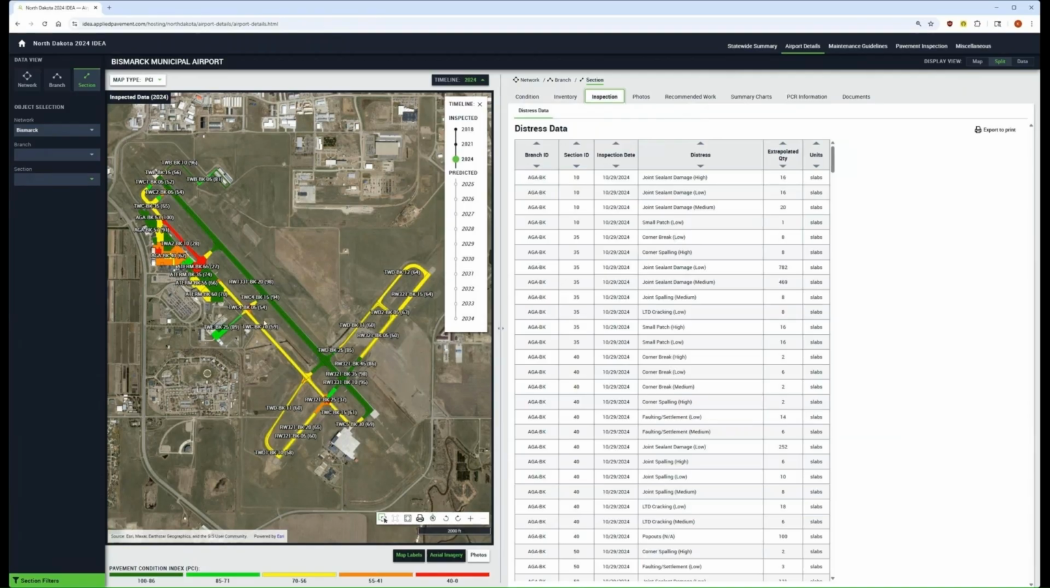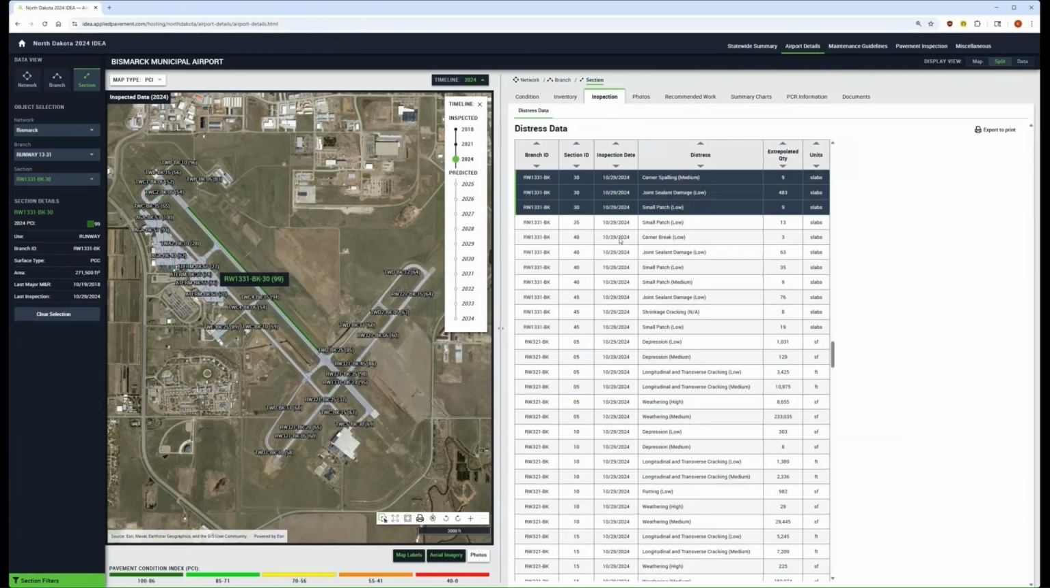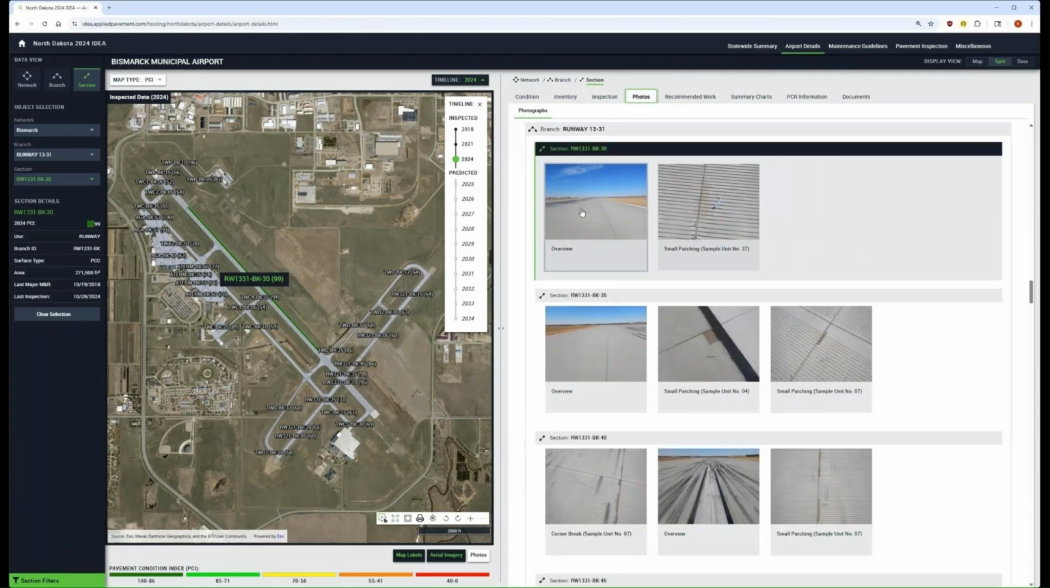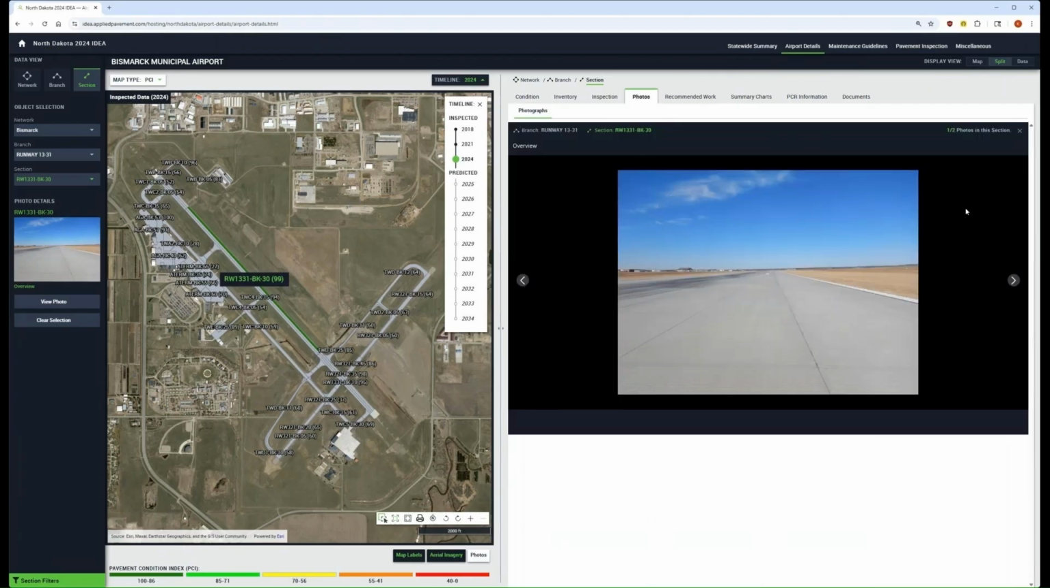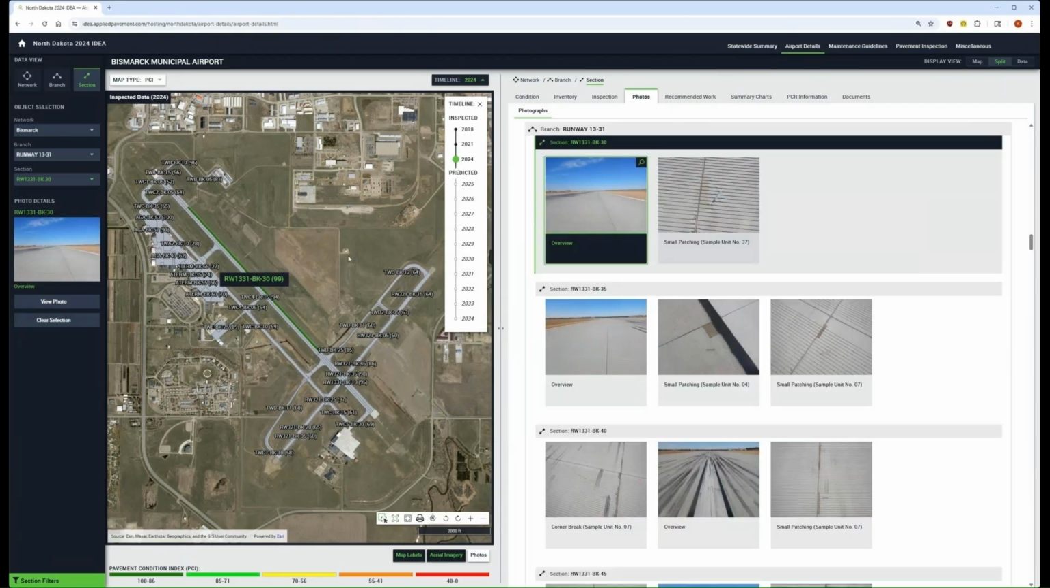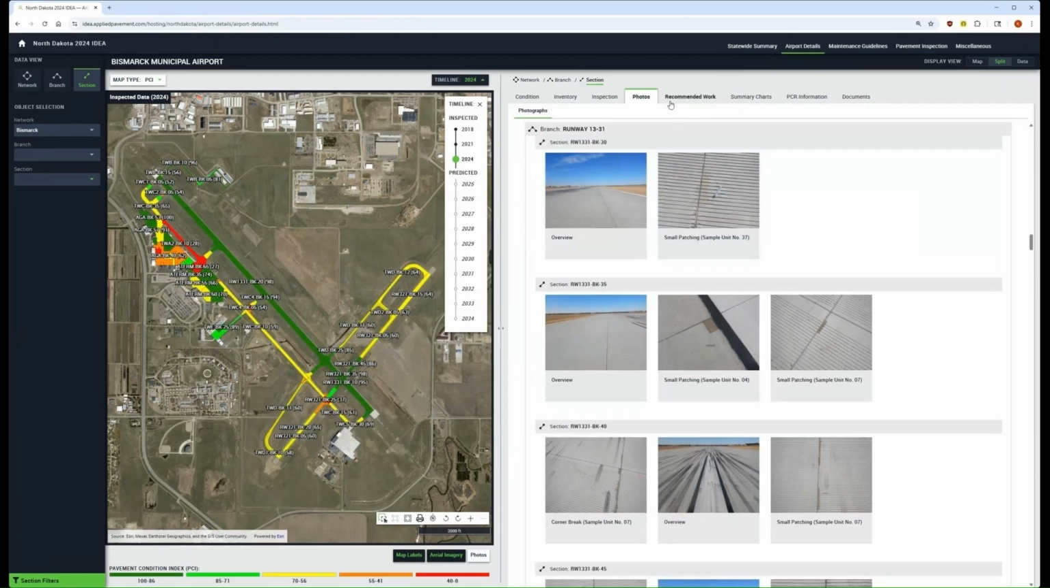Part of the inspection, the pavement distress quantities, types of distress, and their severities that were collected during the inspection are shown here. Photographs taken during the inspection are shown here. So they're a good representation of what the actual pavement condition looked like and the types of distress that were observed during the inspection. They're all shown here.